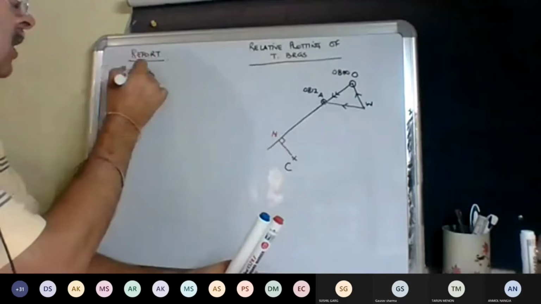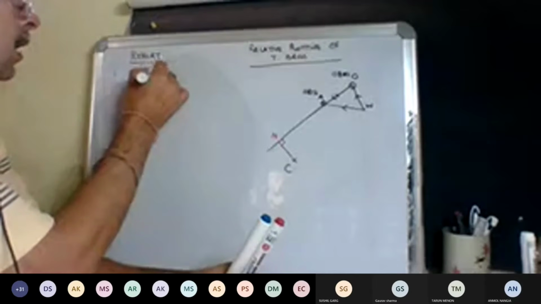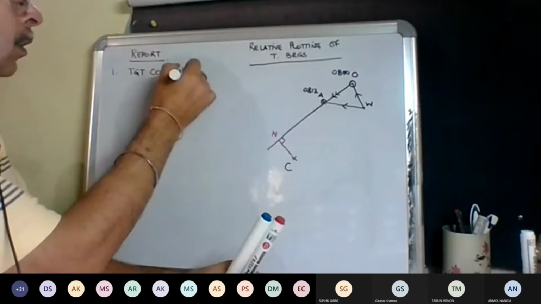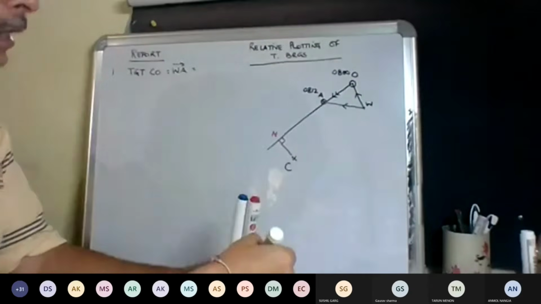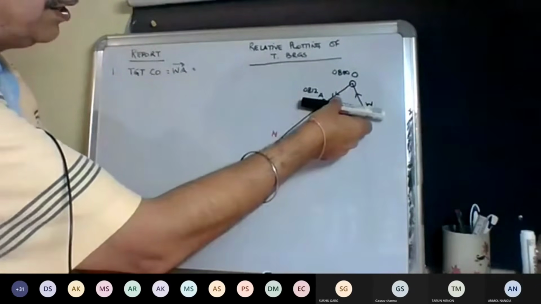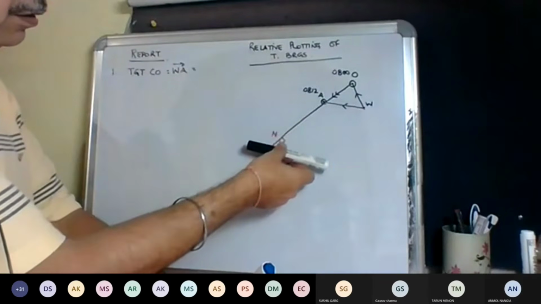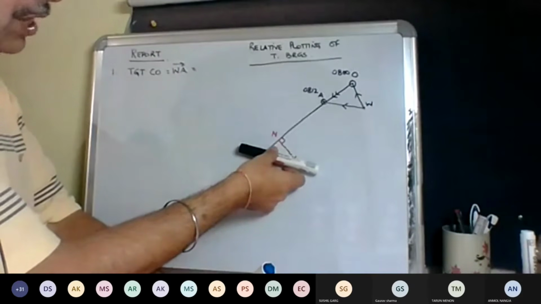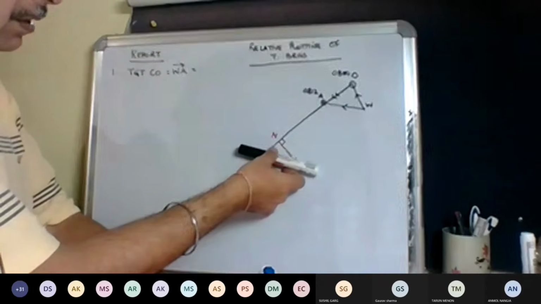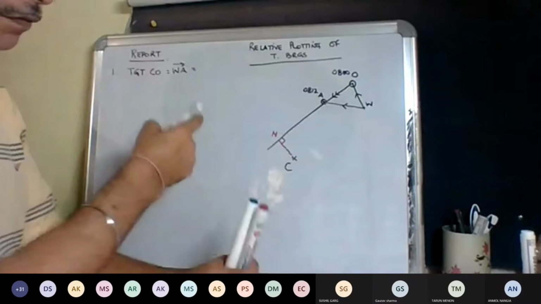First one, target course is equal to WA. So put your roller ruler on WA and pull it down to Charlie and read off what is the heading that you are getting for WA.